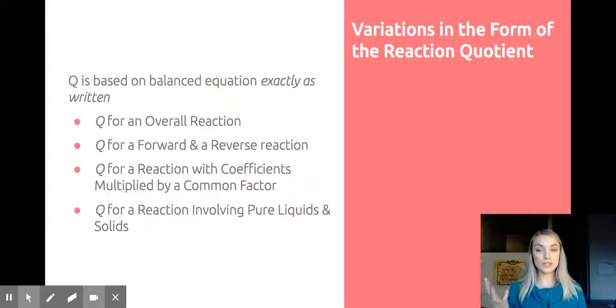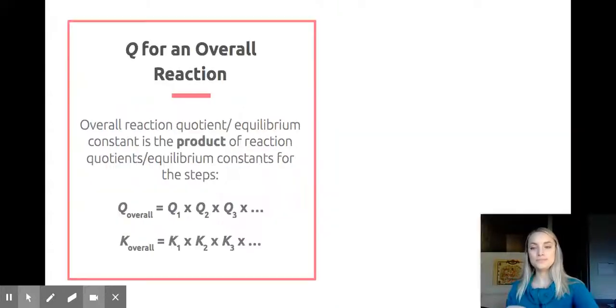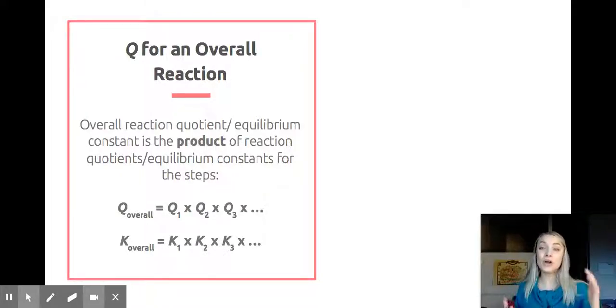But the Q, or the reaction quotient, for an overall reaction is where we're going to start. The reason that we need to think about the Q for an overall reaction is because when we look at a balanced equation, that balanced equation does not necessarily give us information about whether or not that is a multi-step reaction. And if it is a multi-step reaction, we need to consider all of the steps that lead us to our final product.